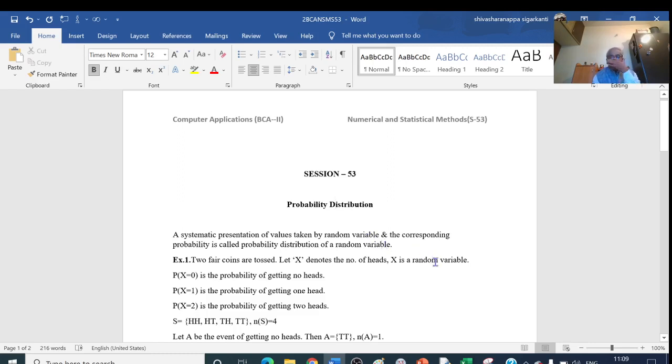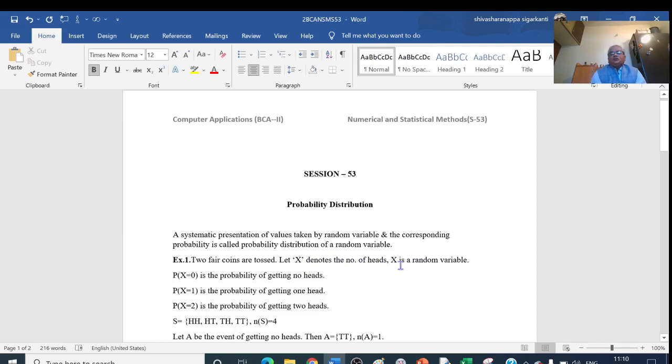random variable. For example, if two fair coins are tossed and x denotes the number of heads, then x is a random variable here. Two fair coins means each has different sides, head or tail. We say that it is a fair coin. That is, two fair coins are tossed, and this is the random variable x, which denotes the number of heads.